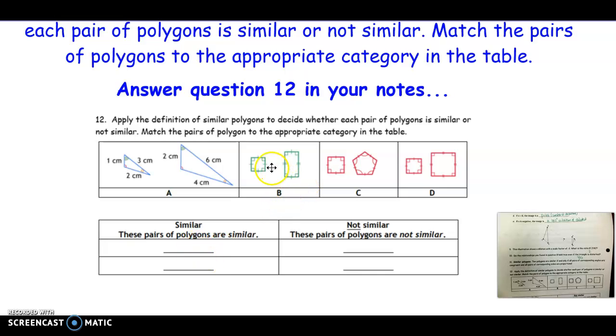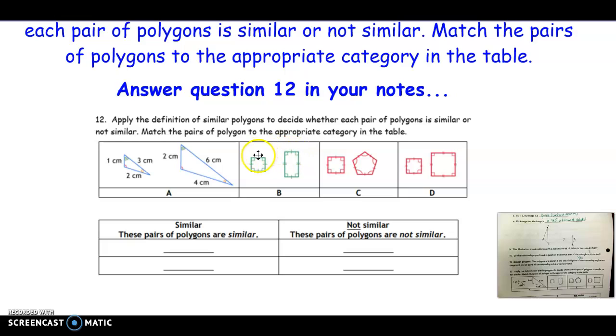When I look at the pair B here, I see that all 4 angles of this figure are 90 degrees, and all 4 angles of this figure are 90 degrees, so it does meet that criteria that the corresponding angles are congruent. But when I start to look at the corresponding sides, I have some of them where the pairs are congruent, and some of them where the pairs are not congruent.